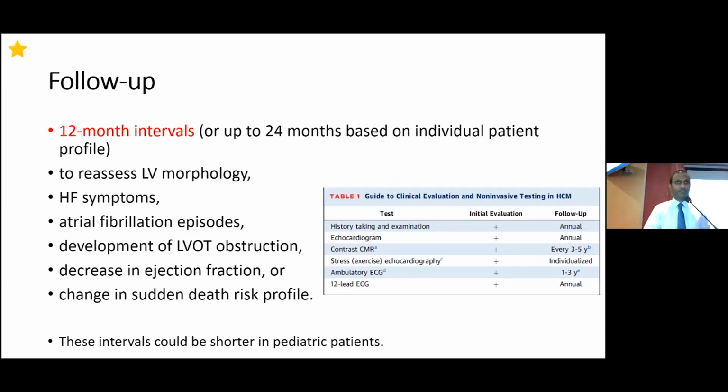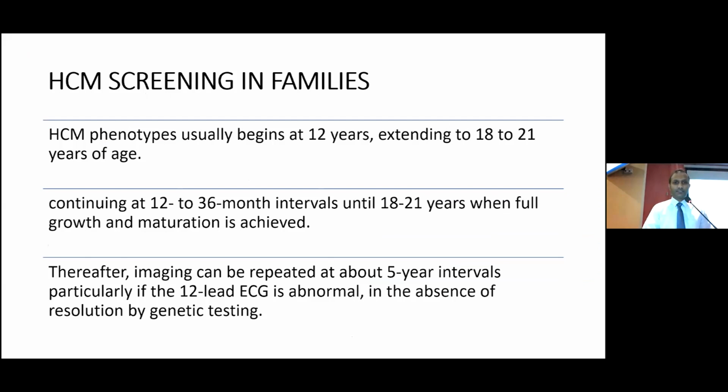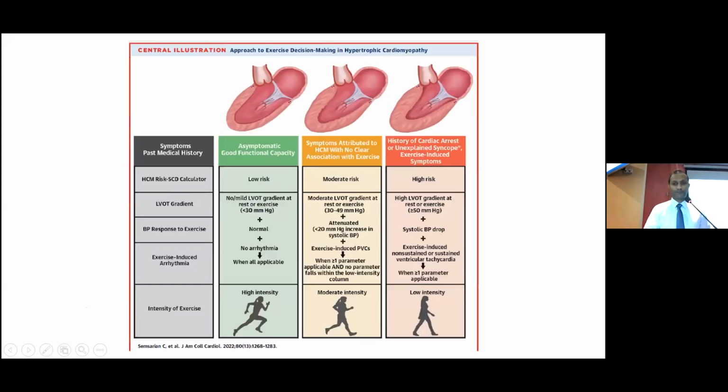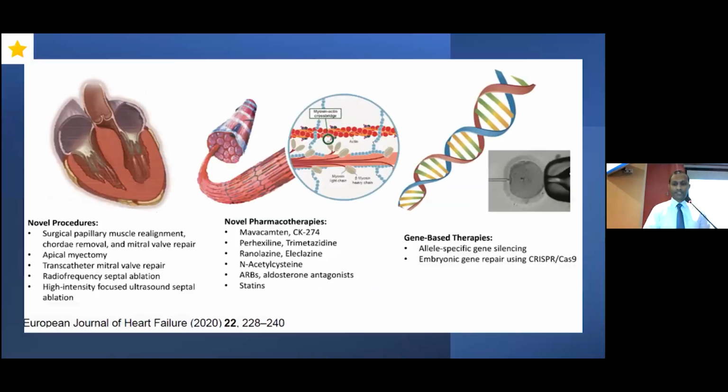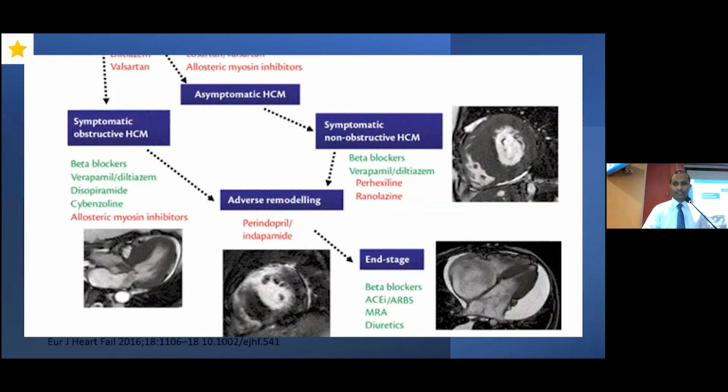Follow-up is usually once a year, unless they are complicated. Family screening should usually begin around 12 years, then every 12 months to 18 months until about 21 years. Then you can do it at 5-year intervals, because there are some patients who can develop this phenotype later. They can have this.